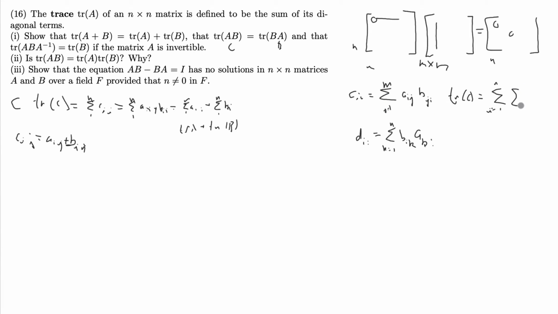So this is the sum from i equals 1 to n and the sum from j from 1 to m of a_ij b_ji. And next, let's check the trace of D. Well, since this one is an m by m matrix, and we consider the trace as the sum over the m diagonal entries, so it's from 1 to m, and then the sum from 1 to n of b_ji a_ij.